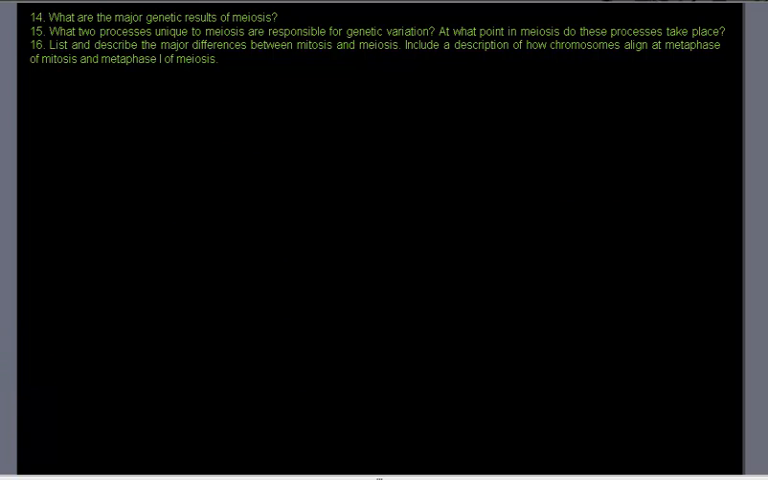So I'll just draw them again. I'll draw them a little bit differently this time. This is a little easier to draw them this way. So there's a centromere. There's a sister chromatid. There's another chromatid. Here's another chromosome.